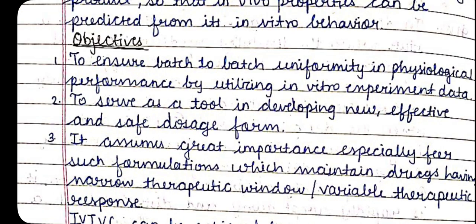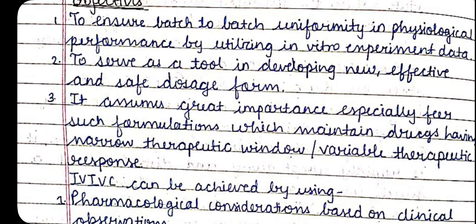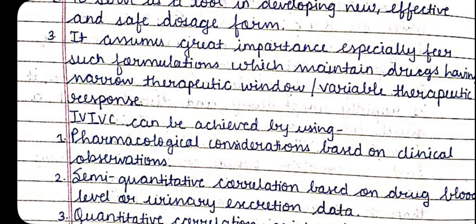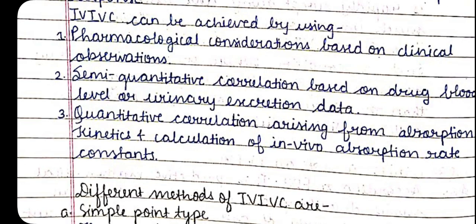Objective of the IVIVC: it ensures that there should be batch-to-batch uniformity in physiological performance by utilizing in vitro experiment data. It serves as a tool in developing new, effective and safe dosage forms. It assumes great importance, especially for such formulations which contain drugs having a narrow therapeutic window or variable therapeutic response.